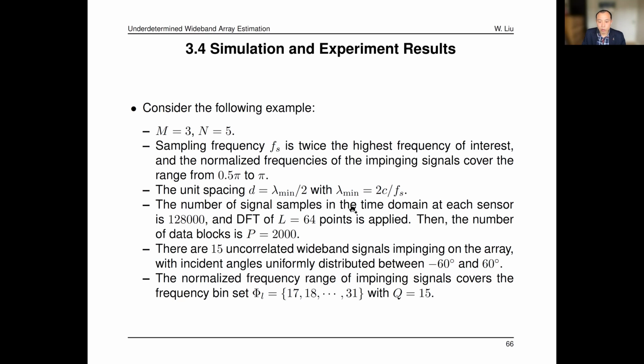Okay, and the number of signal samples in the time domain at each sensor is 128,000, and a DFT of 64 points is applied, and then the number of data blocks is 2,000. And there are 15 uncorrelated wideband signals impinging on the array. So we have 10 sensors and 15 uncorrelated signals, so it's underdetermined. Their incident angles are uniformly distributed between -60 degrees and 60 degrees. And the normalized frequency range of impinging signals covers the frequency band from 17 to 31. So in total, we have 15 bands.